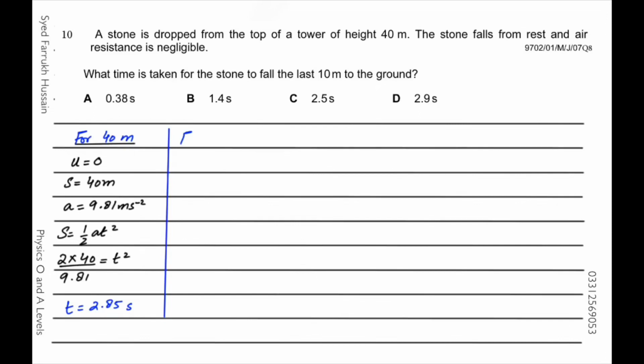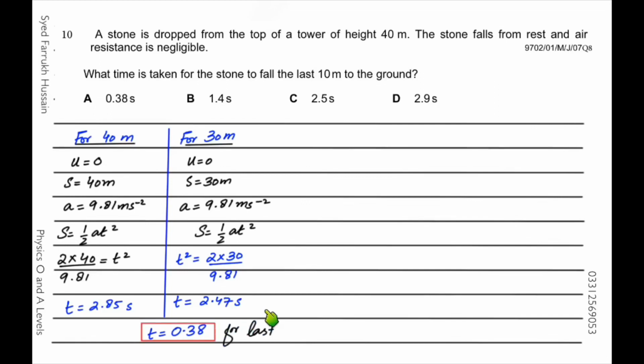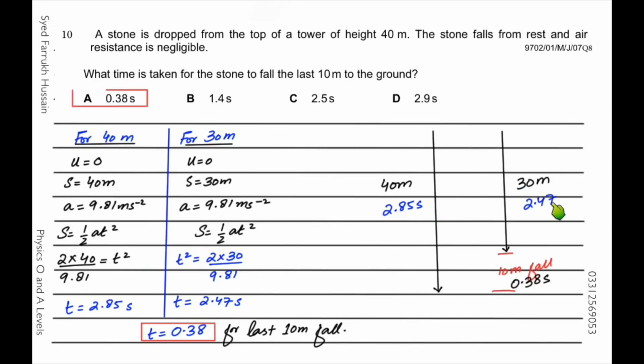Now I'm finding the time the stone takes to fall 30 meters, and by the solution you will find that the time the stone takes to fall 30 meters is 2.47 seconds. This means 40 meters takes 2.85 seconds and 30 meters takes 2.47 seconds, so the final 10 meters of the fall will be the difference between these two times, 0.38 seconds for the last 10 meters of fall. So the last 10 meters takes 0.38 seconds, which is the difference between 2.47 and 2.85 seconds, for 40 meters and 30 meters of fall.